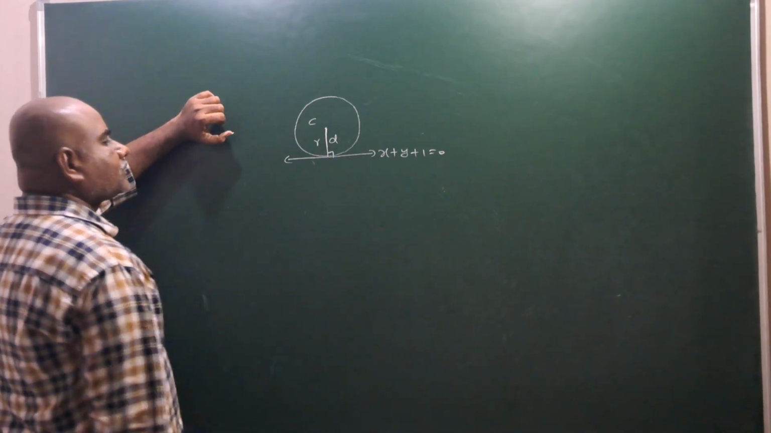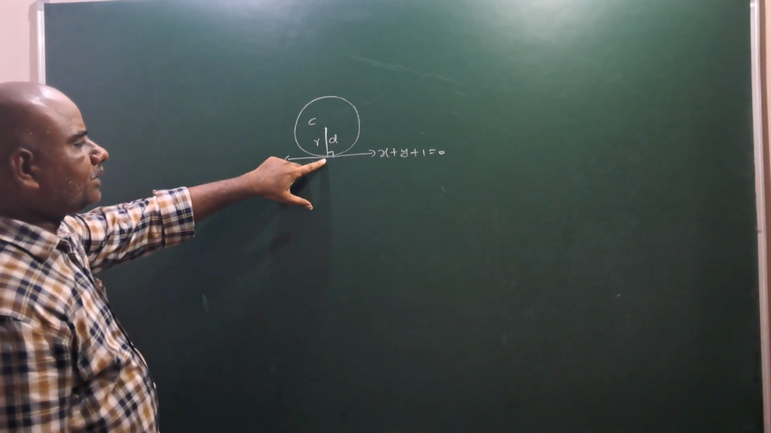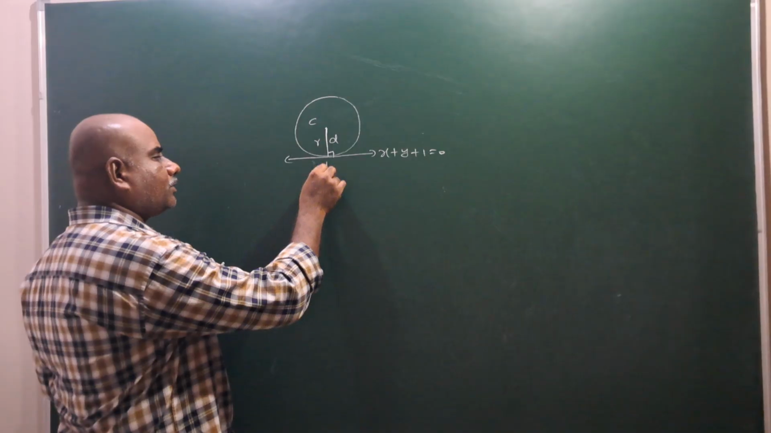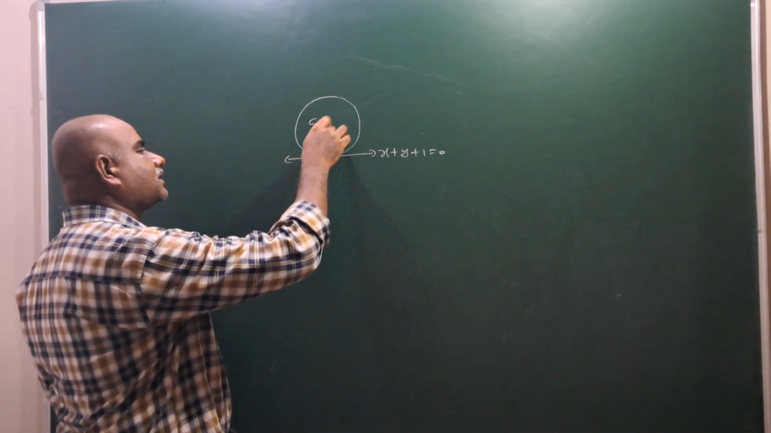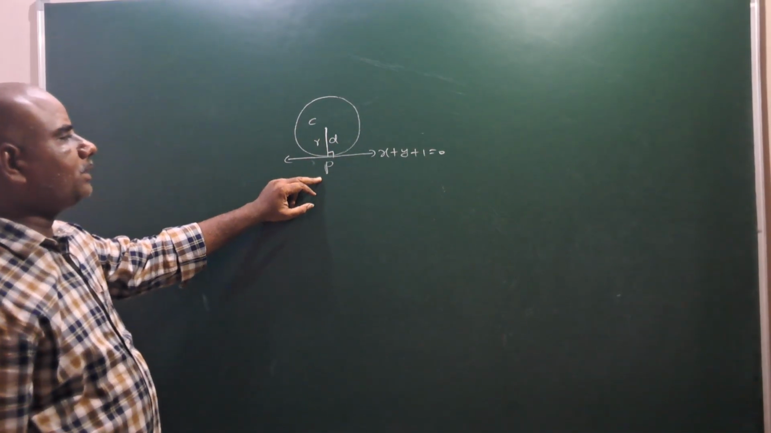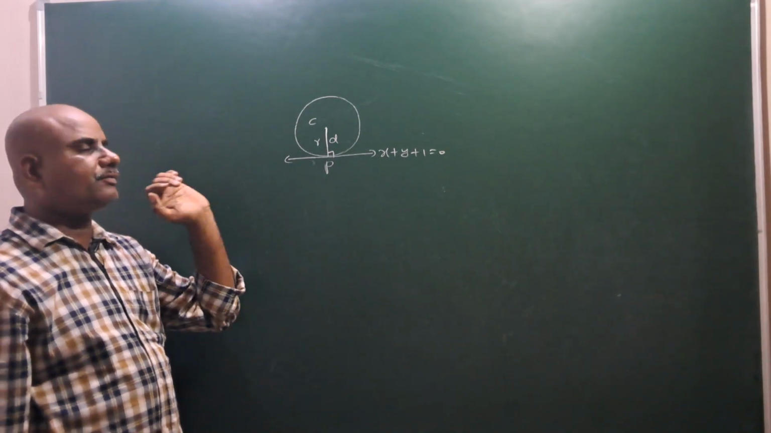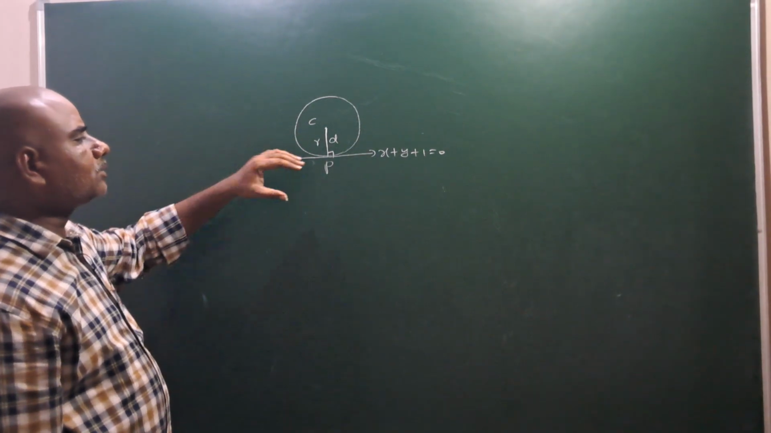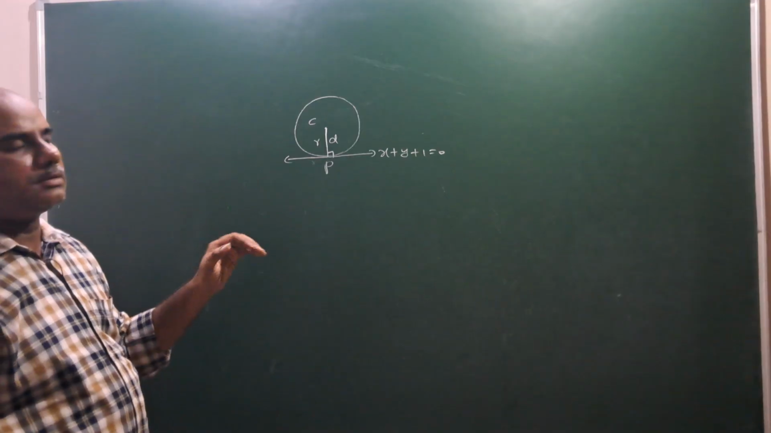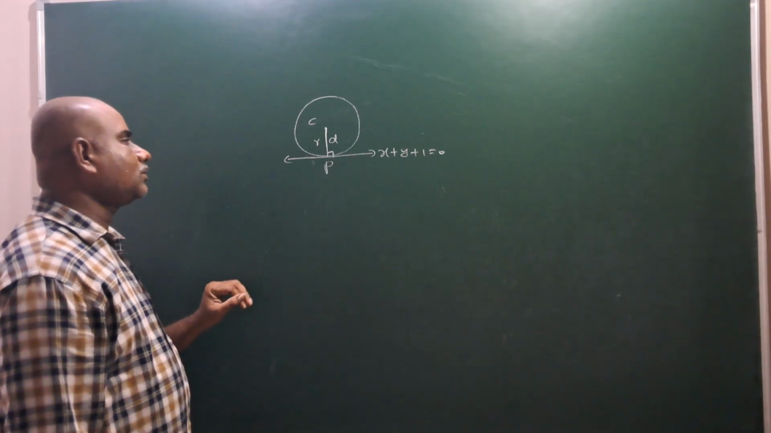So from this concept, this is the point of contact. At this point, our straight line touches the circle. At the point P, our straight line touches the circle. So this point is said to be the point of contact. So how to find the point of contact? That is the second question in this problem.